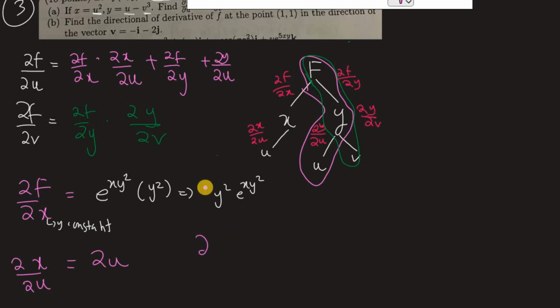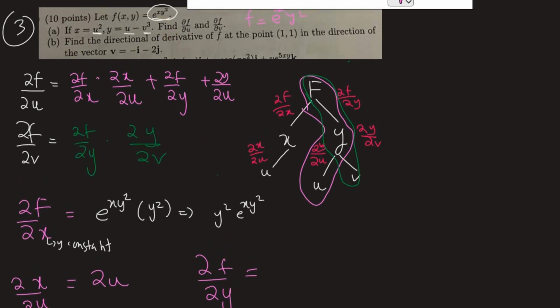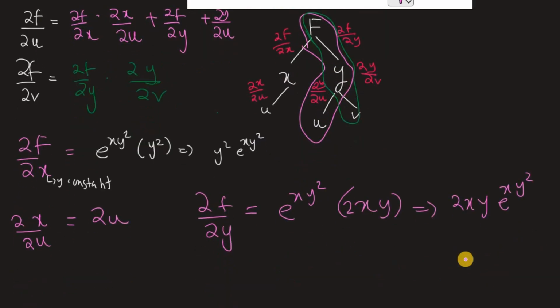Now we have the partial derivative of f with respect to y this time, not x. It's going to be the same thing again, and this time x is a constant, so it's going to stay over there. And we need to differentiate y squared, so that's 2y. So let's write it neatly: 2xy e^(xy^2). Let me just do this so you guys don't forget.